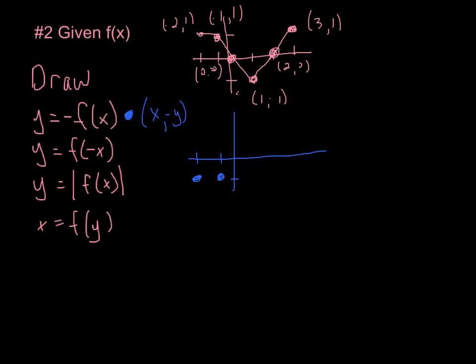Instead of 0, 0, well, it's still 0, 0. Instead of 1, negative 1, switch that negative 1 to positive 1. Switch the y values. Instead of 2, 0, well, guess what? It's still 2, 0 because you can't do the opposite of 0. But instead of 3, positive 1, you're going to do 3, negative 1. There you go, folks. That's y equals negative f of x.